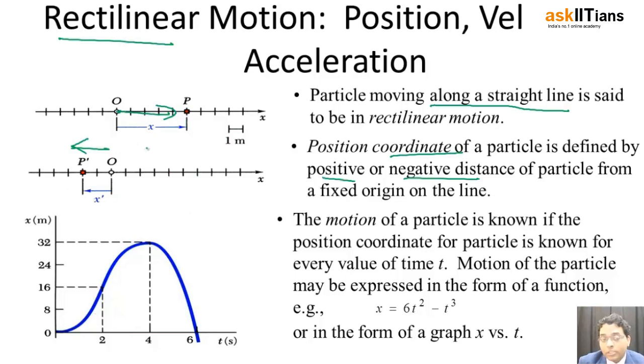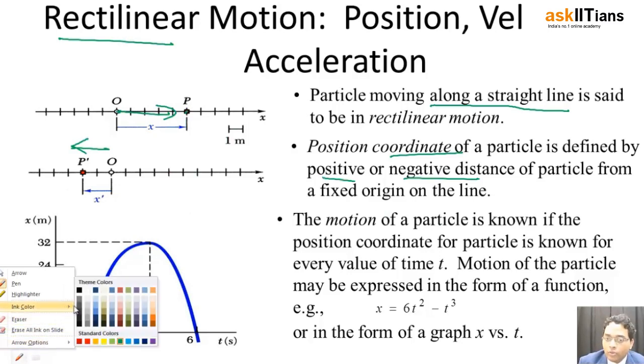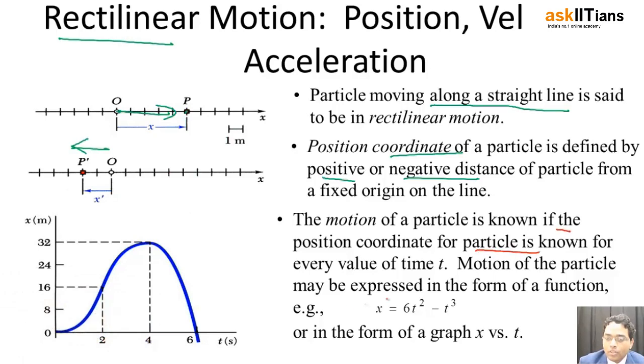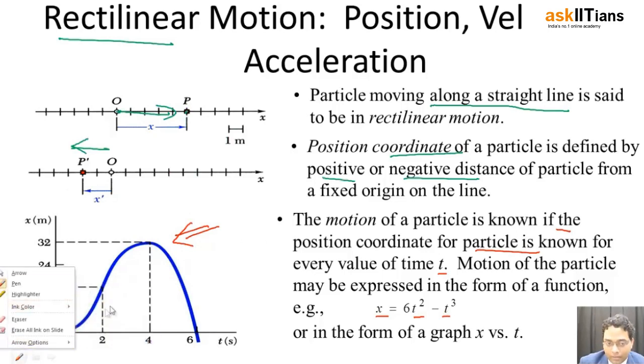The magnitude will be positive, but the point is going to be negatively placed, whereas the point P is going to be positively placed. Further, the motion of a particle is known if the position coordinate is known. If the position coordinate is known for every value of time t, then we can express the position as a function of t like this. The x varies like t square minus t cube, so that can be plotted out here. So this is the graph that we have for this. Hopefully it is clear.